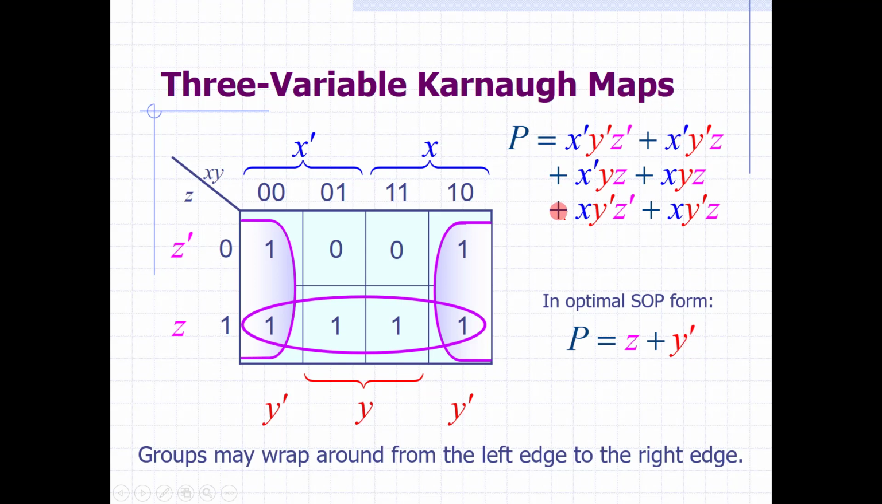So this big ugly expression, in its canonical form, can be reduced to this nice, very simple sum of products form. It doesn't even look like it's a sum of products because it's so simple. Z doesn't really look like a product. Neither does y not. So that's basically how you do these Karnaugh maps.